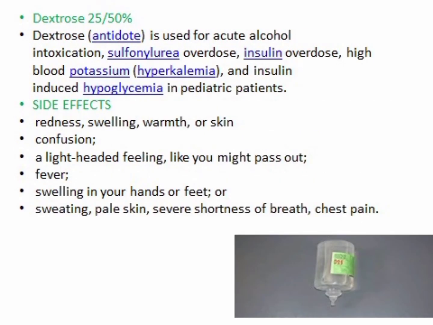Next is 25% or 50% dextrose. Dextrose is an antidote used for acute alcohol intoxication, sulfonylurea overdose, insulin overdose, high blood potassium, that is hyperkalemia, and insulin-induced hypoglycemia. So it is an antidote for this kind of situation. Side effects are redness, swelling, warmth of the skin, confusion, a light-headed feeling like you might pass out, fever, swelling in your hands or feet, sweating, pale skin, severe shortness of breath, chest pain.